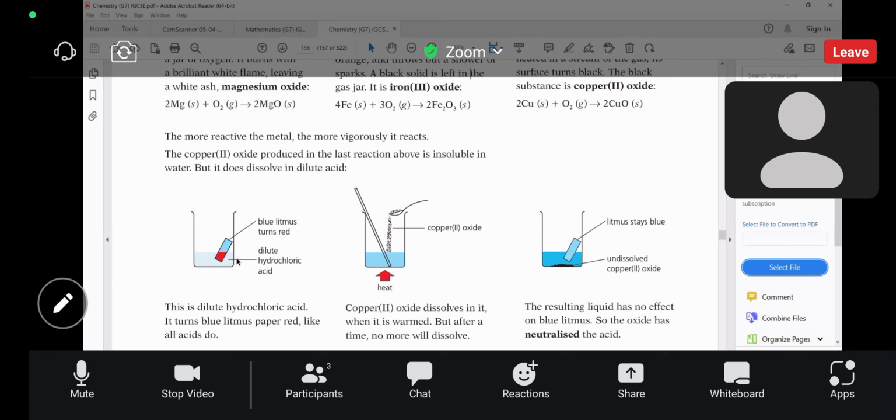Now, this is dilute hydrochloric acid. That means in this container we have taken what? Dilute hydrochloric acid. And if we test the acid with blue litmus, what will happen? Acid turns blue litmus to red. Right? Again, here what we do is, litmus stays blue.